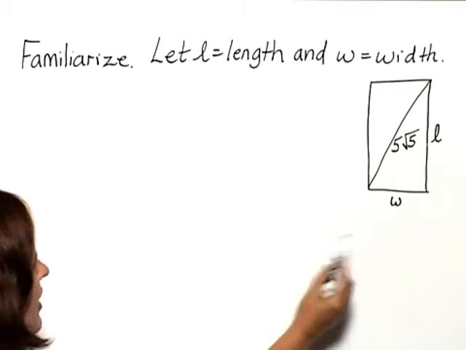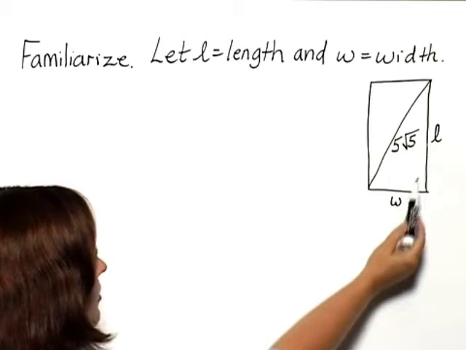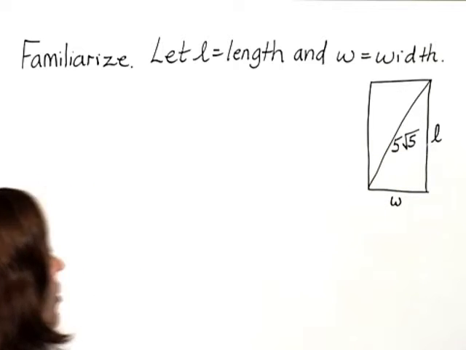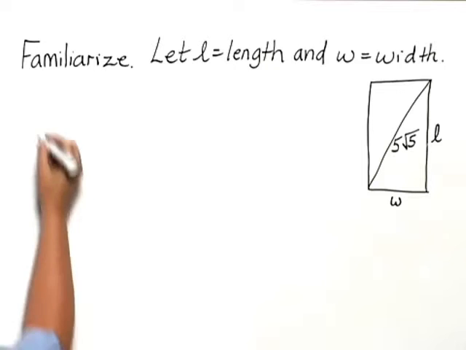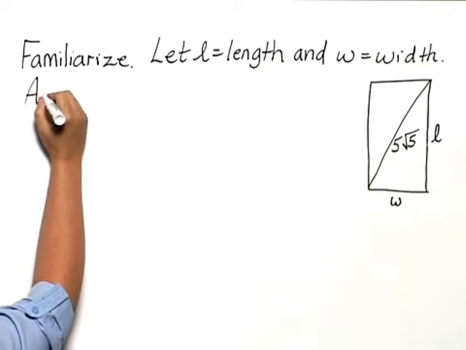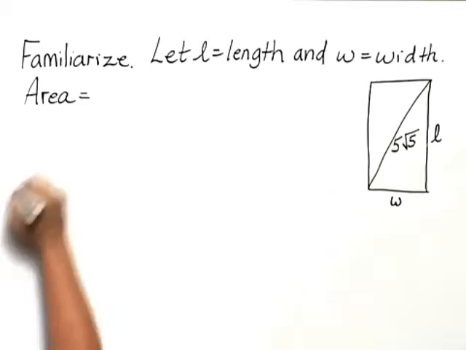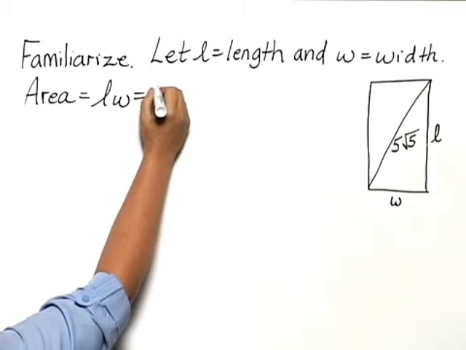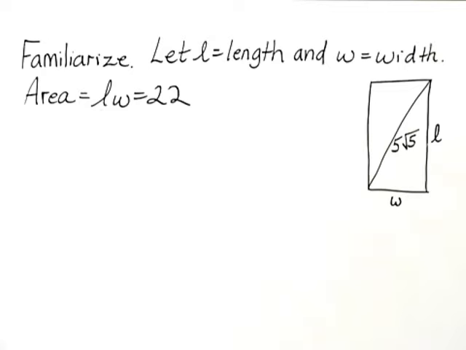And then whenever we have something to do with geometry, let's do a quick sketch, label the length and the width and the length of the diagonal. We need two relationships between L and W in order to find them. First of all, we know that the area is 22, and we know that the formula for area is length times width. So that would give us an equation, length times width equals 22.